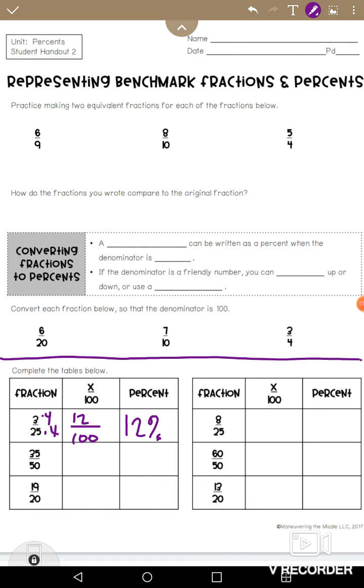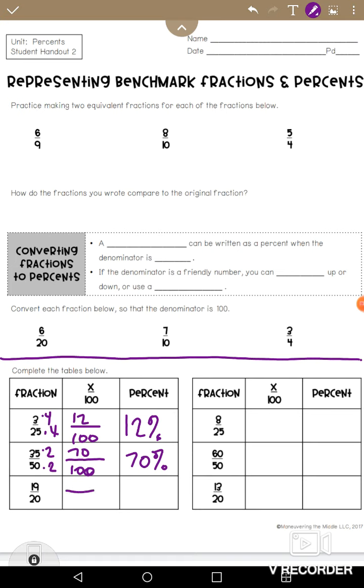All right, 35 over 50, 35 fiftieths. Make an equivalent fraction, a fraction that's the same value, it's just written differently. What did I do to 50 to get 100? Well, I multiply by 2. What I do to the bottom, I do to the top. 35 times 2 is 70. 70 over 100 is the same as 70%.